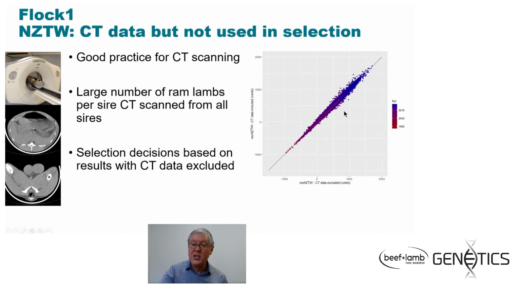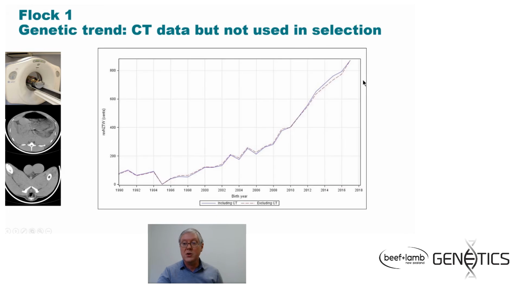So the genetic trends graph is a better way to look at that. So what does the genetic trends graph look like for this flock? Hopefully all the breeders are familiar with looking at these. We've got birth year along here. We've got the terminal worth up here from the revised CILMET module, and we've got our dashed line, which is excluding CT data, and then our solid blue, which includes CT data.